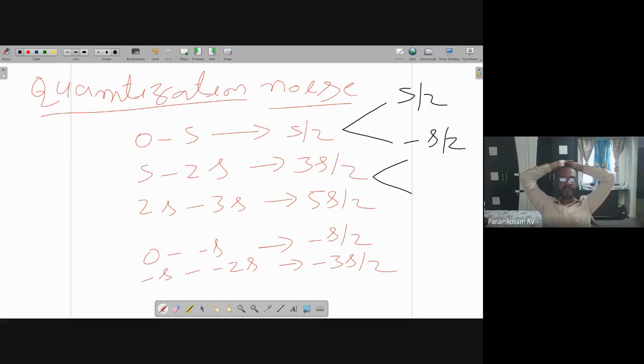The range is between S and 2S. All the values between S and 2S are approximated by 3S by 2. Suppose S is also approximated by 3S by 2 and 2S is also approximated by 3S by 2. Then what is the maximum error and what is the minimum error? Suppose the sample value S is approximated by 3S by 2. What is the error? What is output minus input? 3S by 2 minus S. What is 3S by 2 minus S?